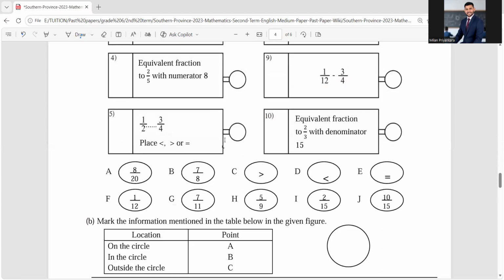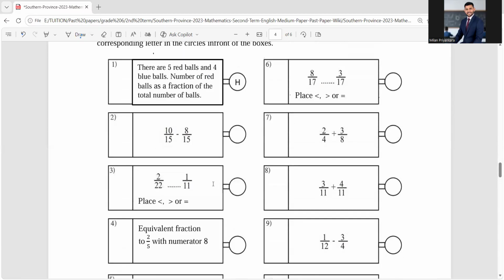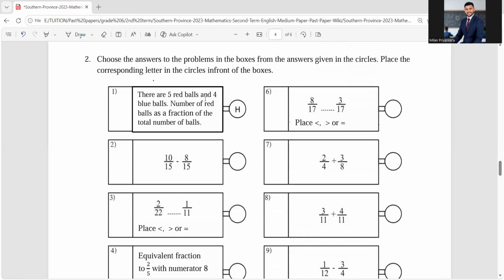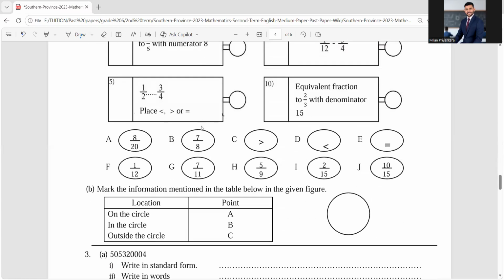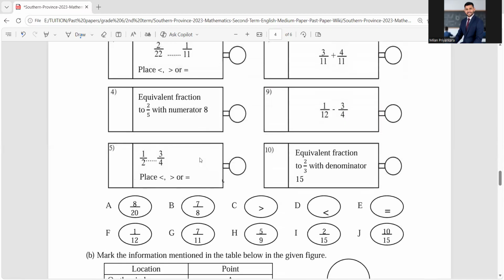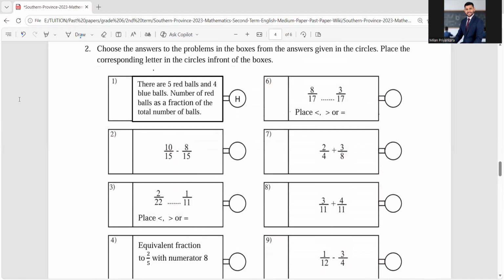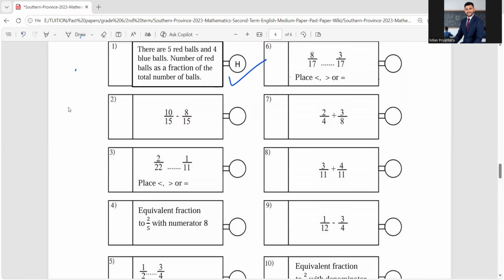For H, what is that answer? That means 4. It has been given, right? H is the answer. So the answer for this one has already been given. So we don't need to worry about that. Also, we will have to find the answers for the second one.